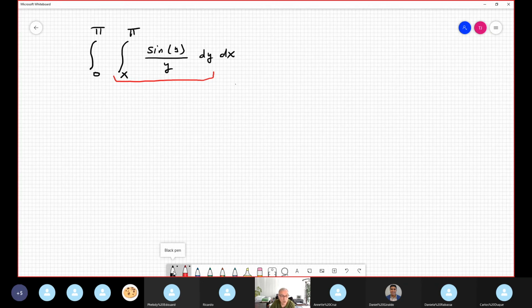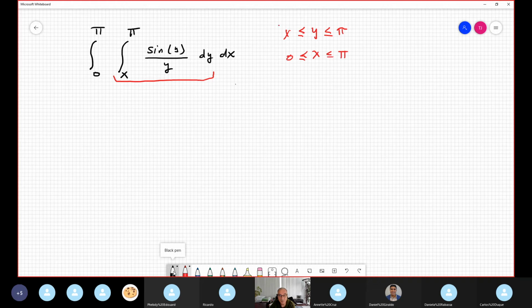supposes that the order is like that. So, this is the y value. So y varies from x to pi. Pi is a constant, no? And x varies from 0 to pi.